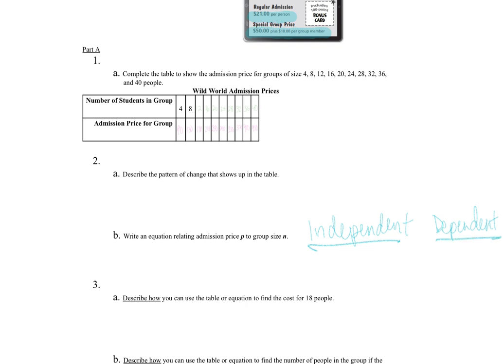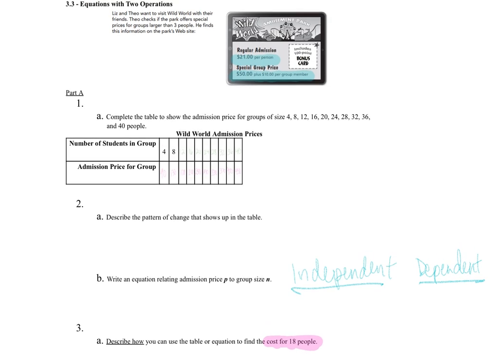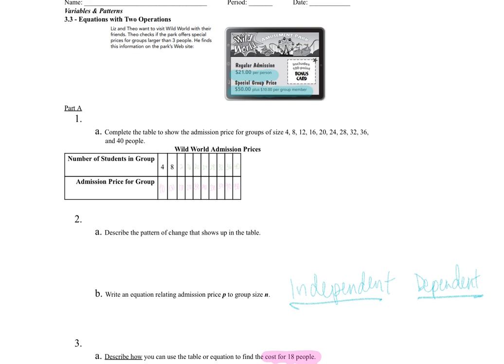Okay, and then describe how you can use the table or the equation to find the cost for 18 people. Okay, so make sure that's what you're doing. I want 18 people. Cost for 18 people, okay? And then describe how you can use the table or the equation to find the number of people in the group if the total charge is $350 or $390. Both of them, please, okay? And then you're going to go on to part B, but that is going to be after we check in about this. So pause the video, finish the page, and then come back for answers.